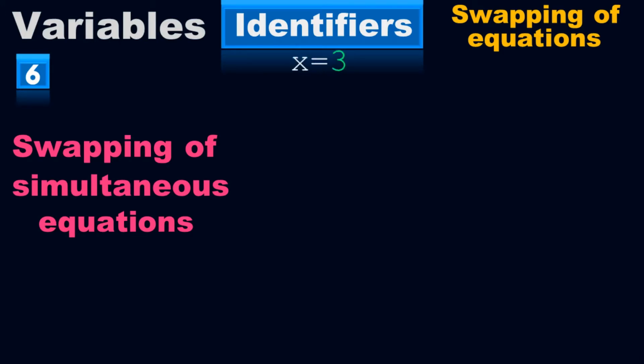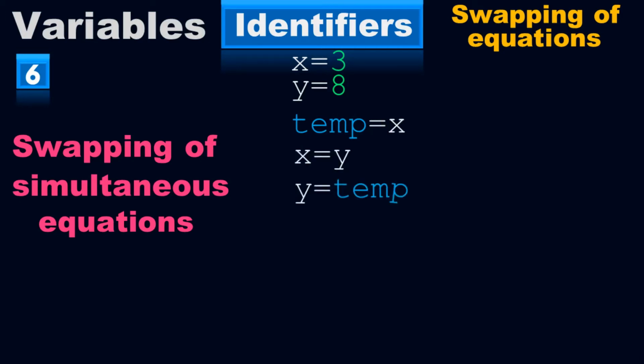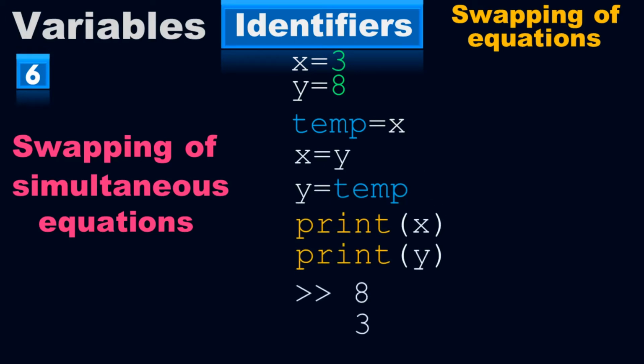Suppose I have x equals 3 and y equals 8. Let me put temp equals 3. Temp means temporary. I give the name temp to the x, and then x equals y, and then y equals temp. So when I take the print of x and y, I will get 8 for the x and 3 for the y.